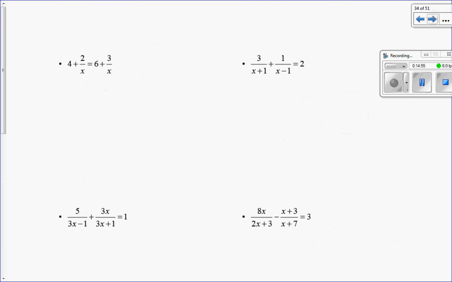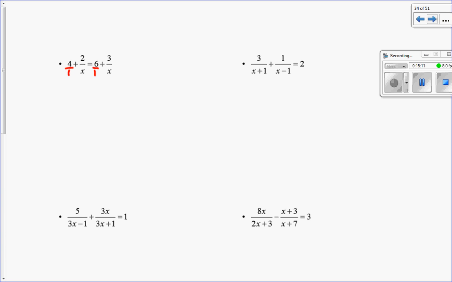All right, let's try a couple more. We've got 4 plus 2 over x. This is really 4 over 1, right? This equals 6 over 1 plus 3 over x.